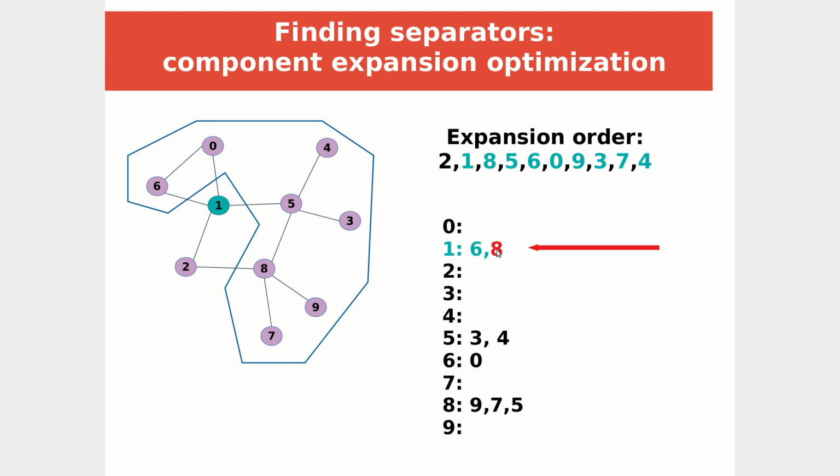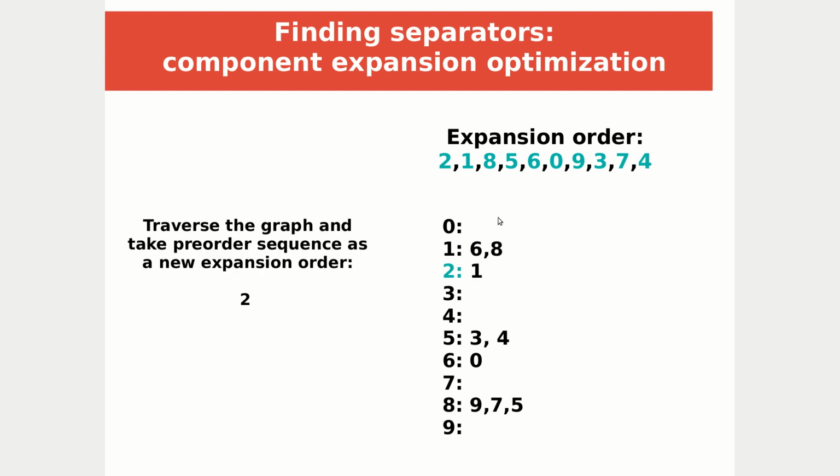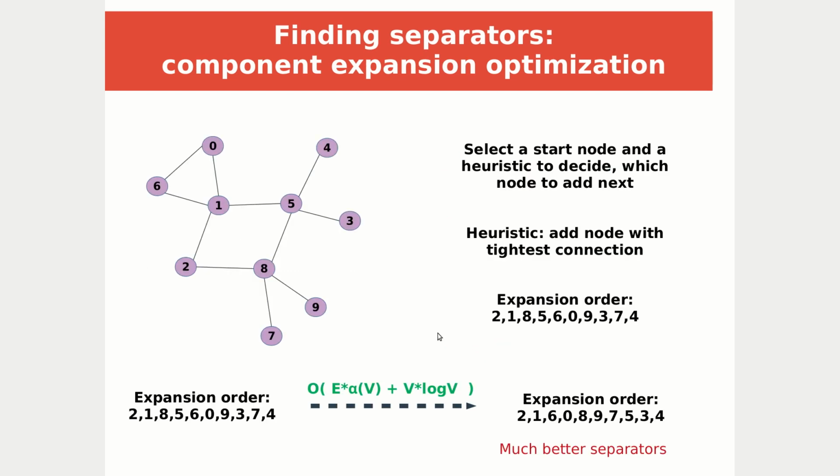So we add 6 and 8. Then we add node 2 and add 1 to its neighborhood list. Now we traverse the graph, the tree here, and take the pre-order sequence as a new expansion order: 1, 6, go to 0, back to 8, 9, 7, 5, 3, and 4. And we have a new expansion order.